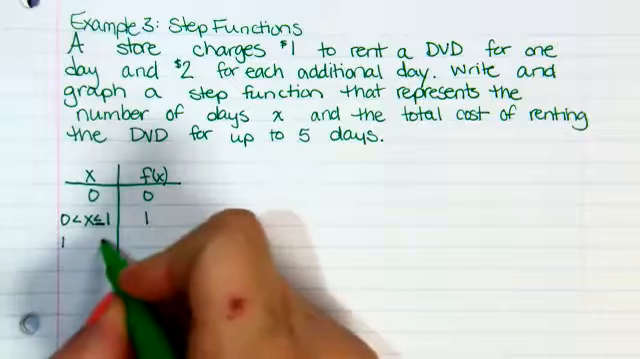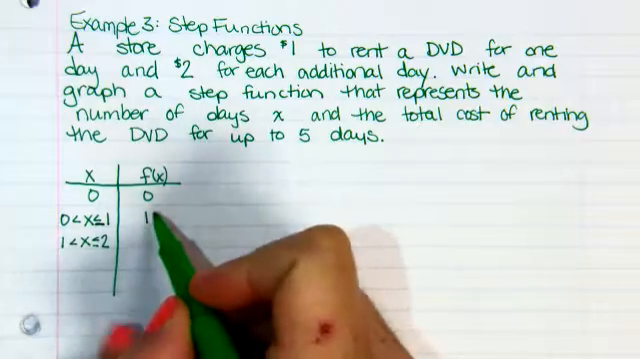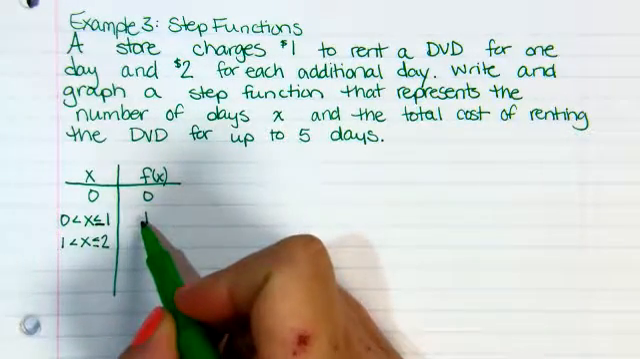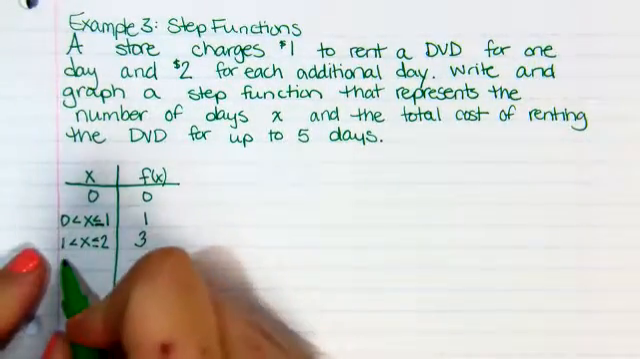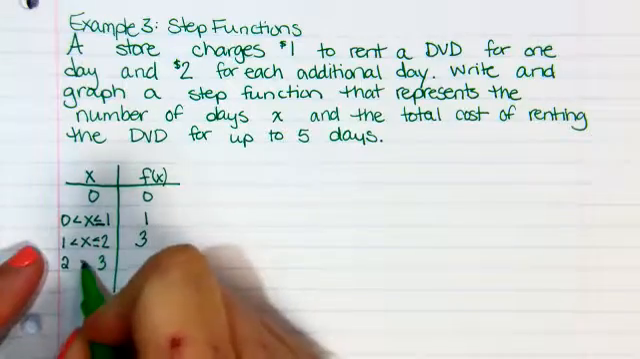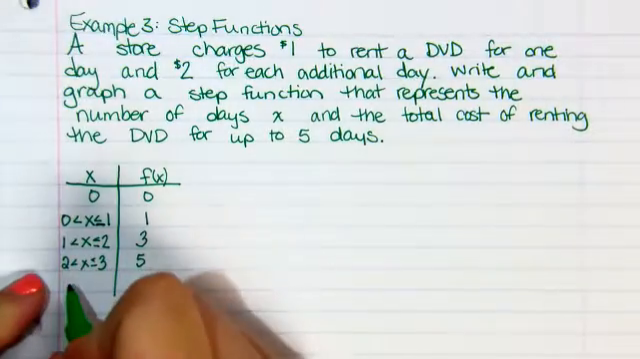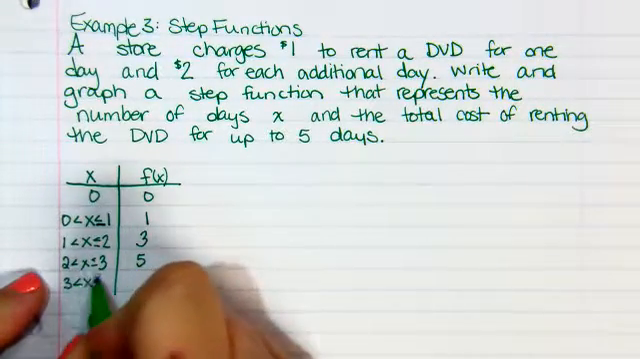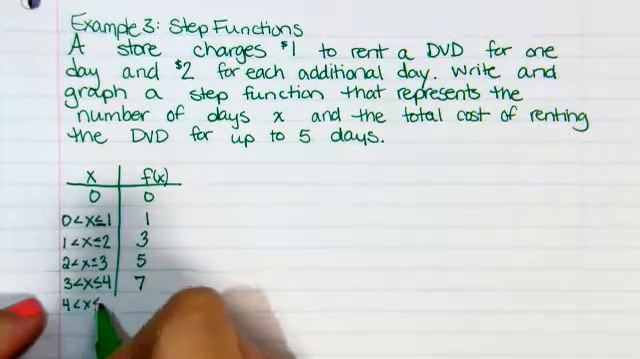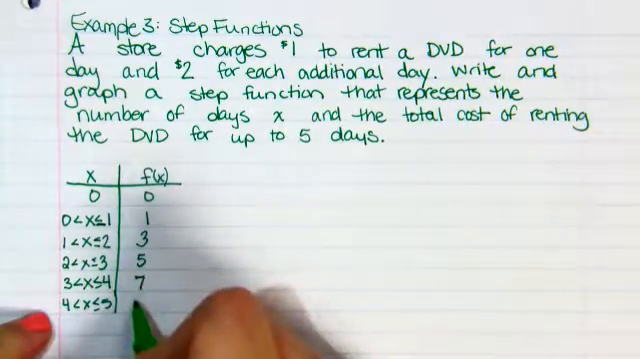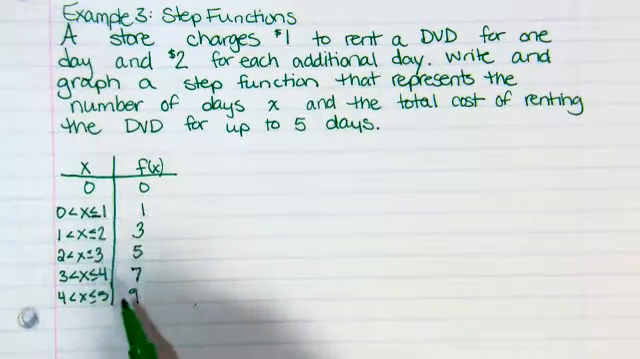If it's in between 1 day and 2 days, we're going to pay $3 because we've already paid the $1 for the first day. We're paying $2 more for the next day. And then if we're between 2 and 3 days, we have to pay $2 more, which would be $5 total. Between 3 and 4 days would be $7 total. Between 4 and 5 days, we're going to pay $9 total. So you can see we have a whole bunch of intervals here.